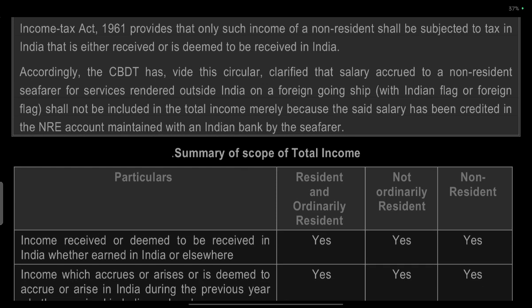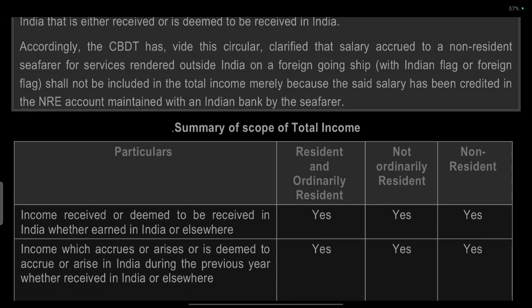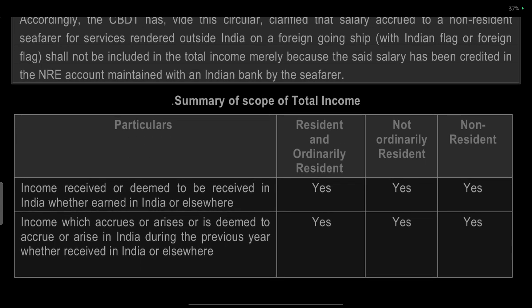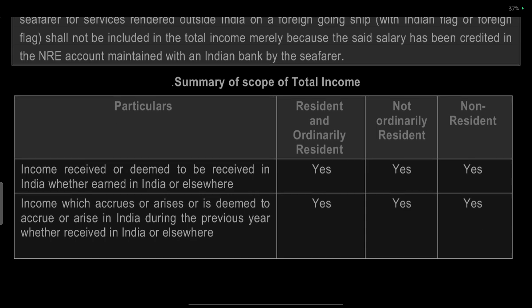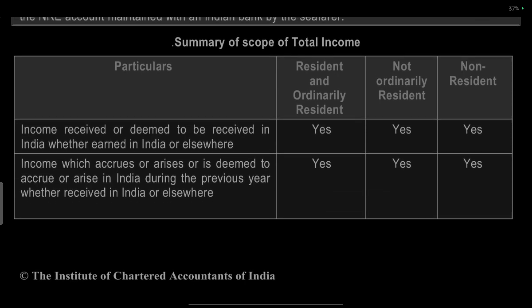According to the CBDT circular, salary accrued to a non-resident seafarer for service rendered outside India on a foreign-going ship, with Indian or foreign flag, shall not be included in total income merely because the said salary has been credited to the NRE account maintained in an Indian bank by the seafarer. Similarly, consider the scope of income.